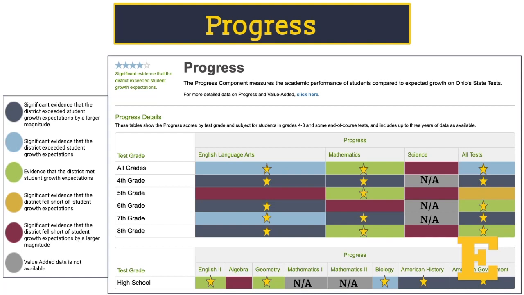The top row is showing all grades in ELA, math, and science, where the last column is showing grades overall. So for example, 4th grade, we have ELA mathematics, but science is not tested, so you'll see NA there. Science is tested in 5th grade and 8th grade. At the bottom, you'll see the end of course test for ELA 2, algebra, geometry, biology, American history, and American government.